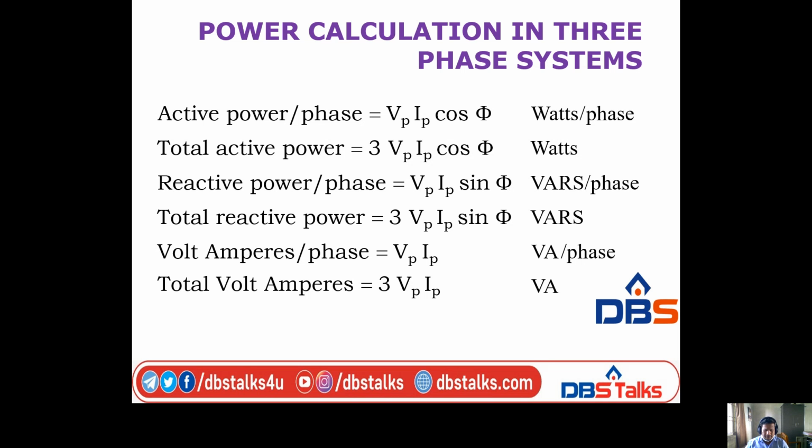So, power calculation in a three-phase system generally. A wattmeter is an instrument which is employed for measurement of power in any circuit. A wattmeter has two coils. One is the current coil, which is connected in series with the load, and the other is the voltage coil or pressure coil, which is connected across the load.